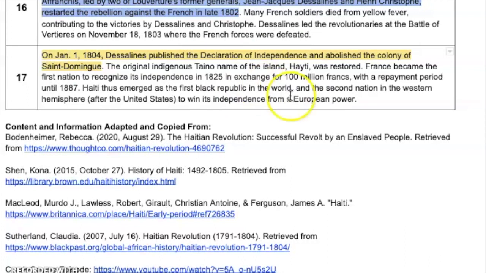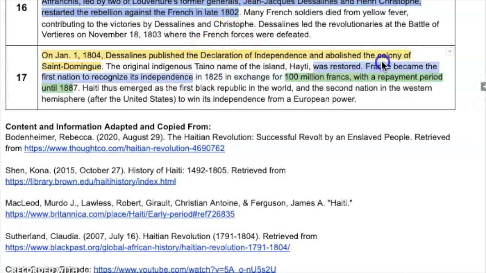France became the first nation to recognize its independence in 1825 in exchange for 100 million francs, with a repayment period until 1887. So France finally says, we agree and we recognize that Haiti is an independent country from us. We don't have control or colonial power any longer, but they only do so with an economic agreement from Haiti saying you will pay us 100 million francs with a repayment period up until 1887.